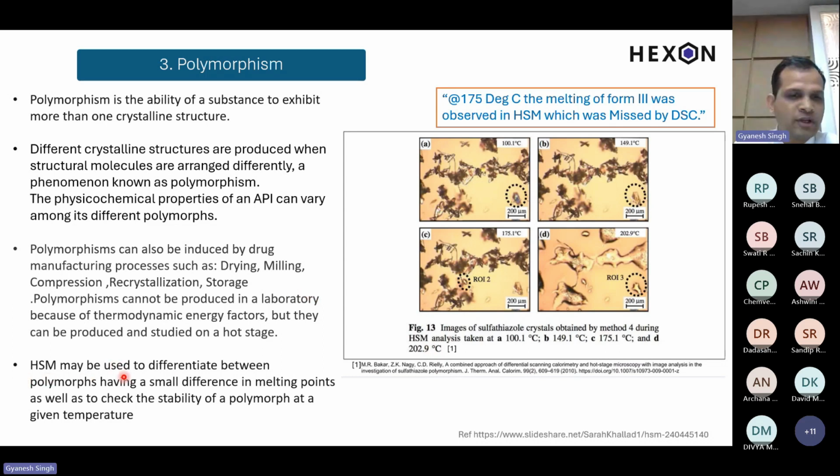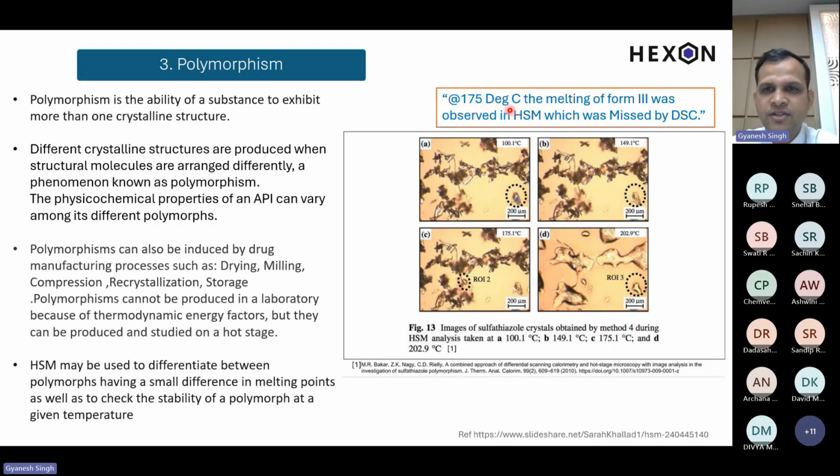Then HSM may be used to differentiate between polymorphs having a small difference in melting points. I think we have just now seen a difference in melting point for two excipients, which was very sharp, as well as to check the stability of a polymorph at a given temperature. In polymorphism, there are several papers talking about this. A couple of them I have selected here. Of course, this is a reference at the bottom.